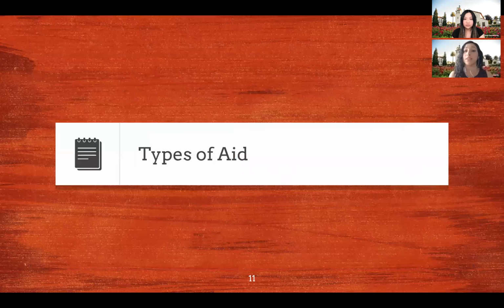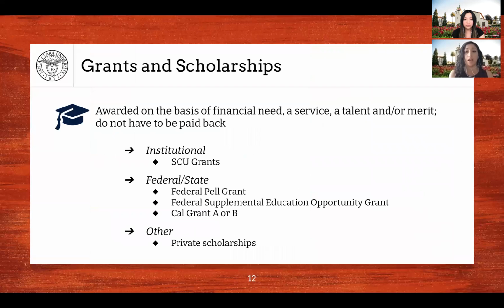Then we'll talk about the types of aid that your student could be eligible for. Here we have the grants and scholarships. These are awarded on the basis of financial need, service, and talent. Anything that says grants or scholarships does not need to be paid back. The institutional can be our SCU grants that we give. Federal would be any Pell Grants, the Federal Supplemental Educational Opportunity Grant, and the Cal Grant A or B.